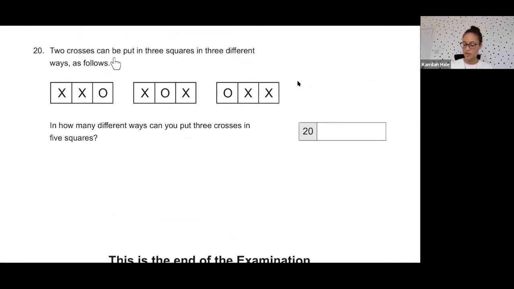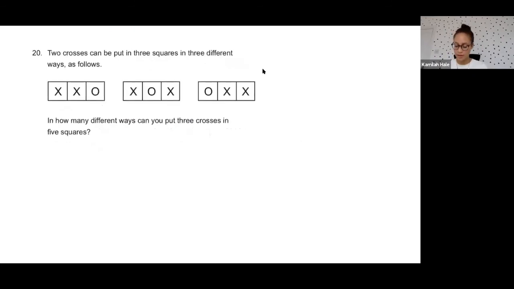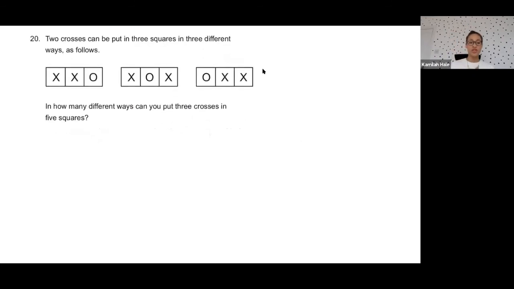And finally, 20. So 2 crosses can be put in 3 squares in 3 different ways as follows. So there's your combinations. In how many different ways can you put 3 crosses in 5 squares? The only way you're going to be able to do this is plotting them out on paper. Let's do it together quickly. You can make a start. So try and do it systematically. So don't jump systems each time.